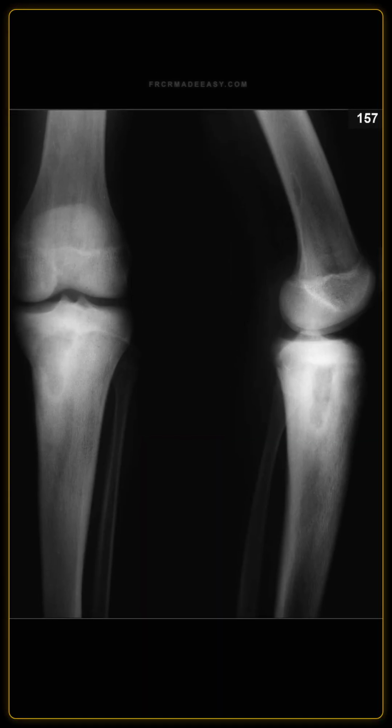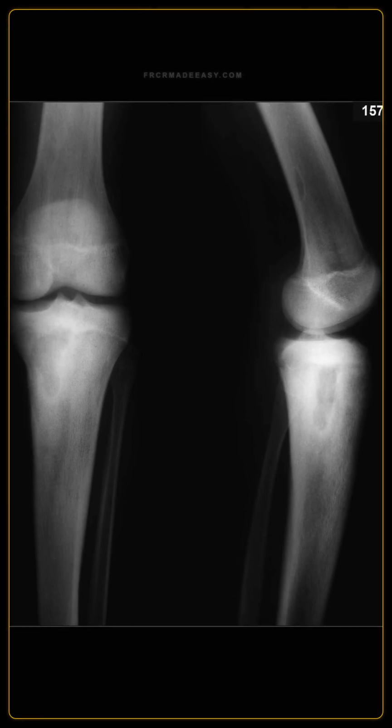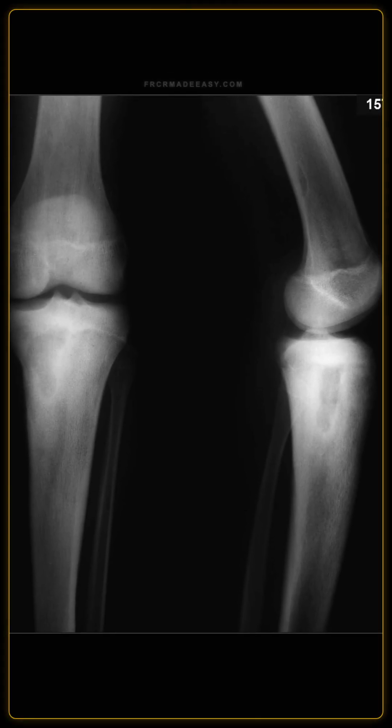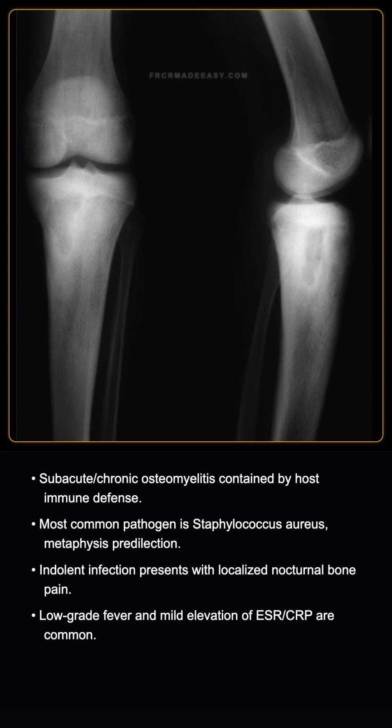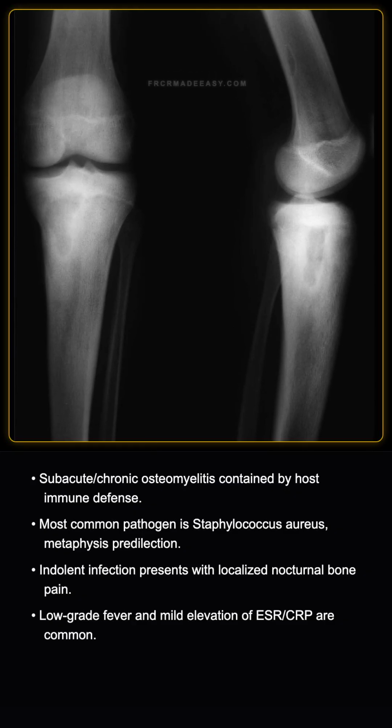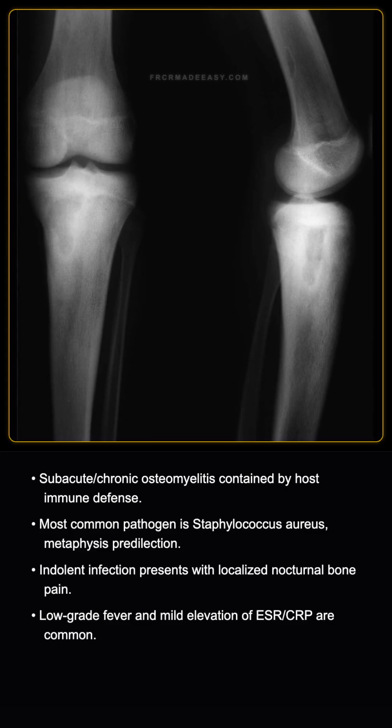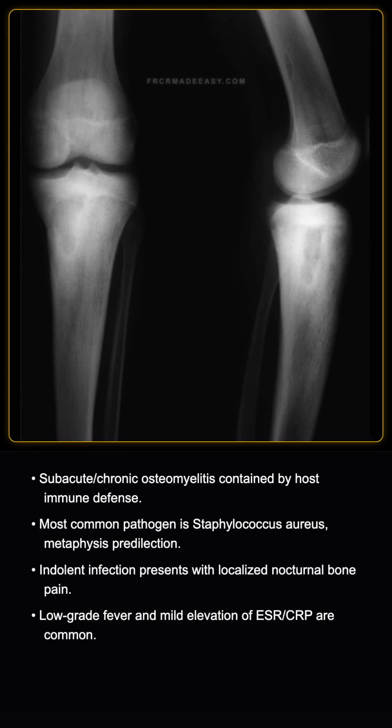Explain the pathophysiology of a Brodie's abscess and the key clinical features of subacute osteomyelitis. Okay. A Brodie's abscess represents a localized form of subacute or chronic pyogenic osteomyelitis, where the host's immune system successfully walls off the infection within the bone.